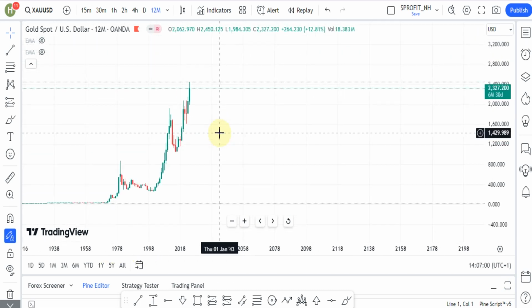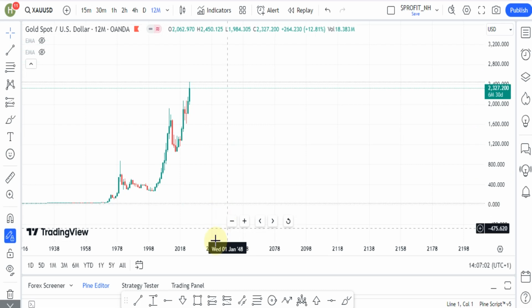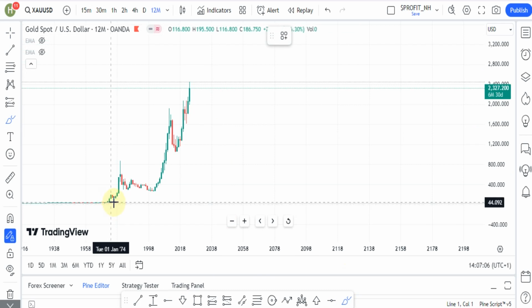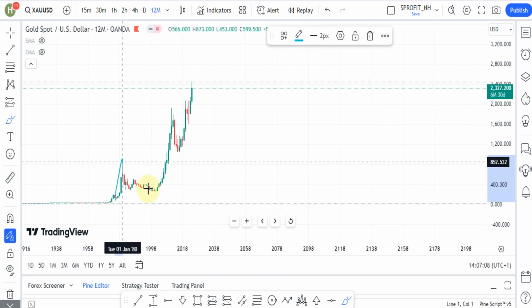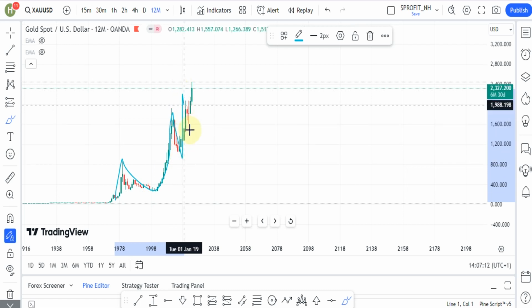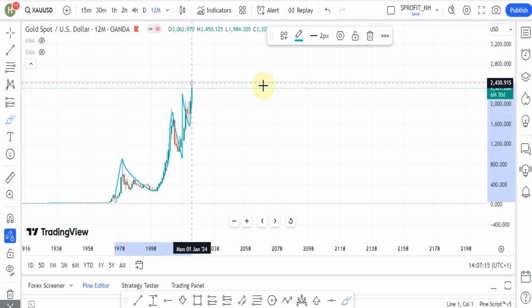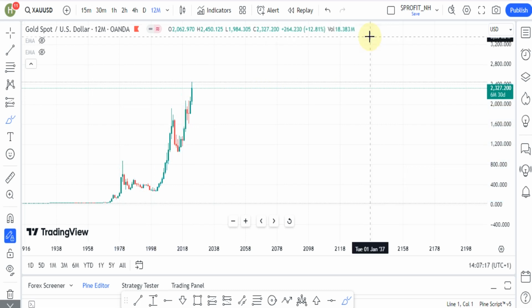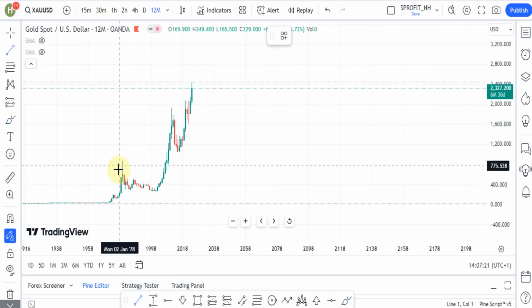So as you can see from the yearly time frame, this market is on a bullish trend. You see the market giving us this impulse move. We have this correction, then we have this impulse move, correction, impulse move, correction, impulse move again. So we are on an impulse move from the yearly time frame. But again, this market is on a key area at this point up here.